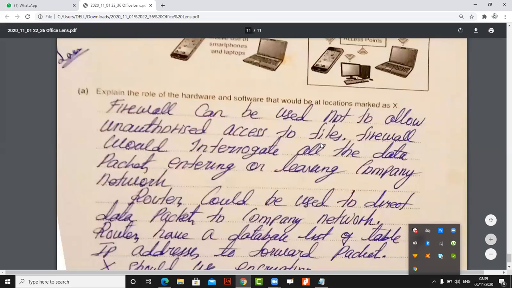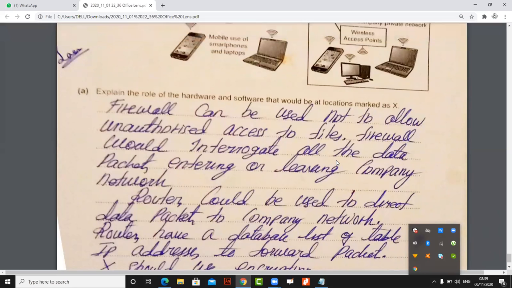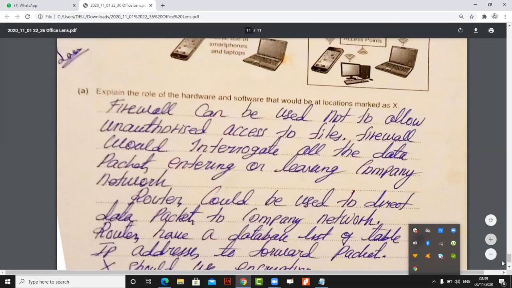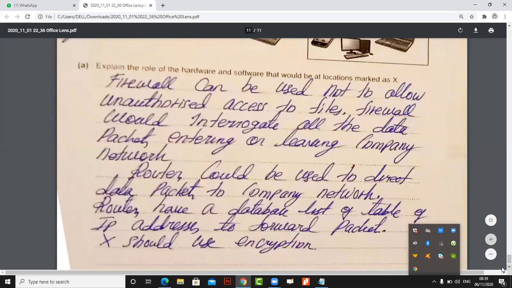To prevent unauthorized access to the files, the firewall would interrogate all the data packets entering or leaving the company. Routers can also be used. Routers could be used to direct data packets to the company's network. Routers have a list in the database of all the items and files that can enter the network and those that cannot. So you can list down the files that are allowed to enter or not, and X should also be encrypted. So encryption can be used at that particular point. So at X we could have firewalls, we could even have routers, both could be used in that particular case.